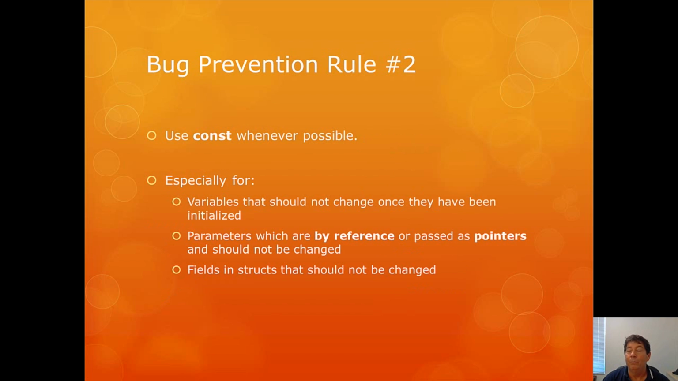Rule number 2, always use the const keyword whenever possible or practical. What this does is prevent other pieces of code from changing the contents of a variable once it has been set. This is good especially for variables that should not change once they've been initialized. And it's really good for parameters that are passed by value or as pointers. And as far as the pointers go, this happens to me and is most convenient when I'm using strings. And rarely, fields and structs that should not be changed.